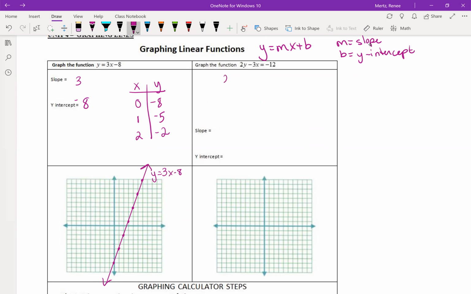For the next one, the first thing we want to do is get it into y equals mx plus b form. So I'm going to add 3x to the other side. So I have 2y equals 3x minus 12. I divide by 2. I have y equals 3 over 2x minus 6. So our slope is 3/2. Our y-intercept is -6. Again, type it into your calculator.